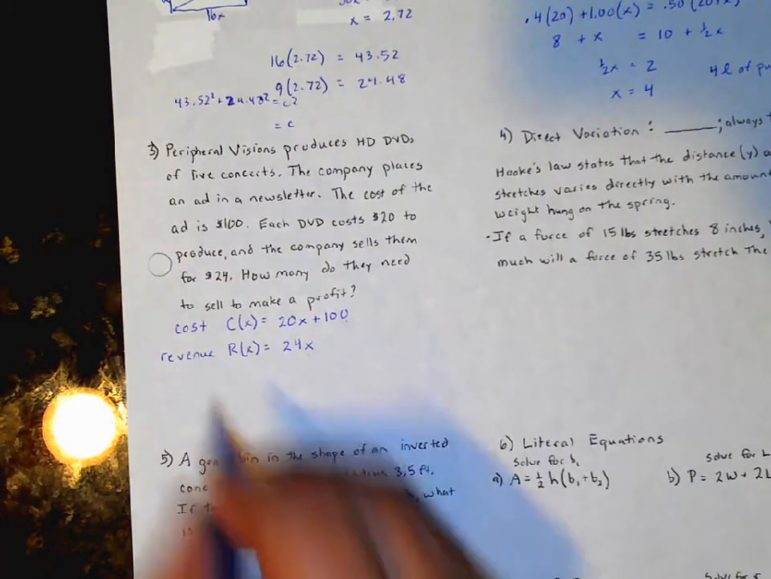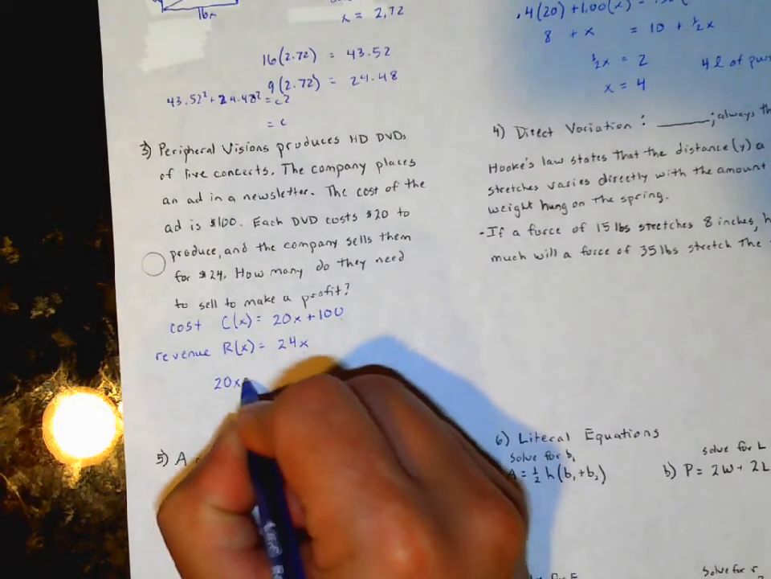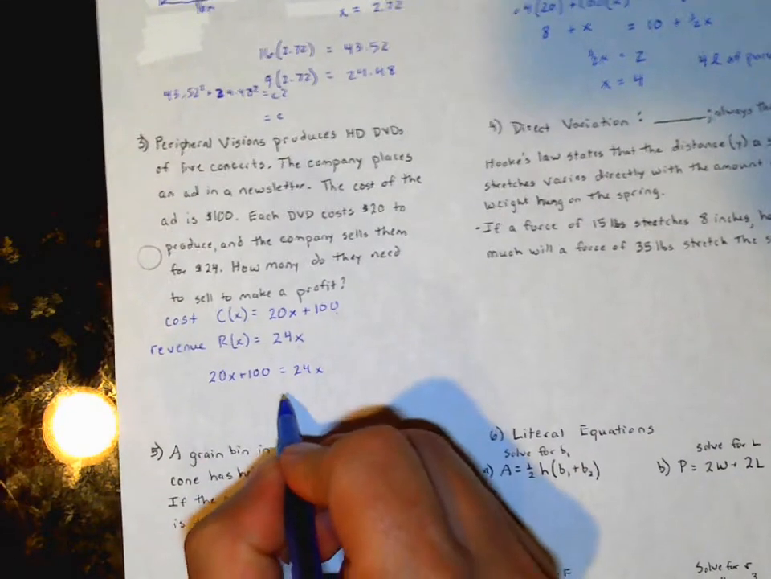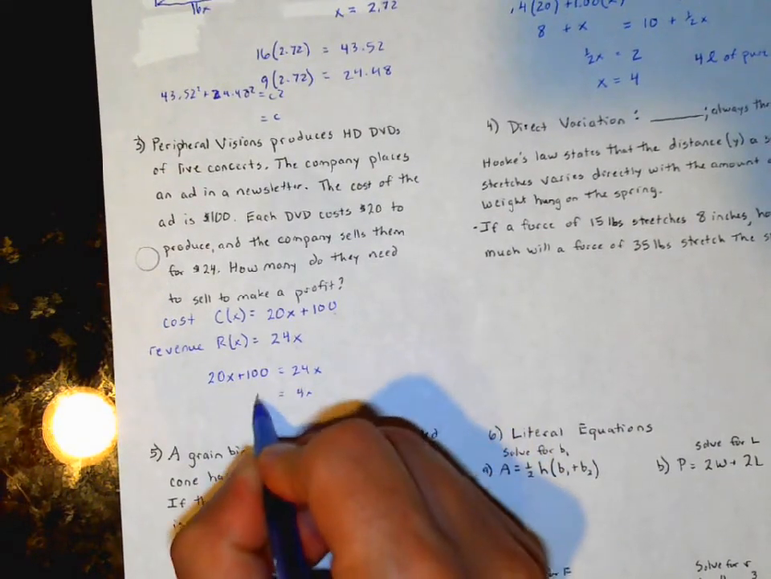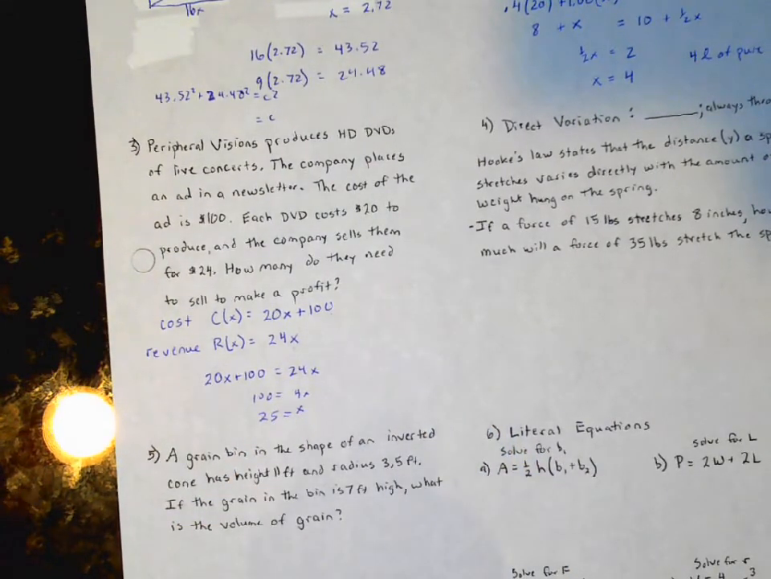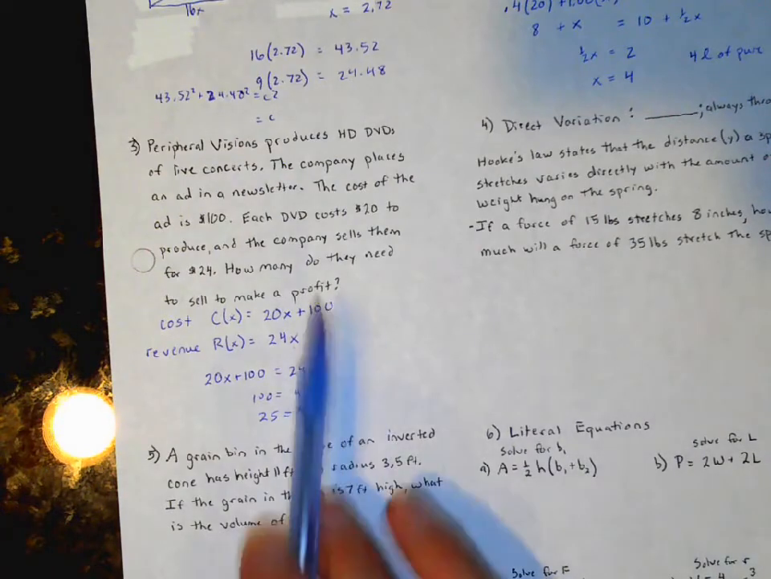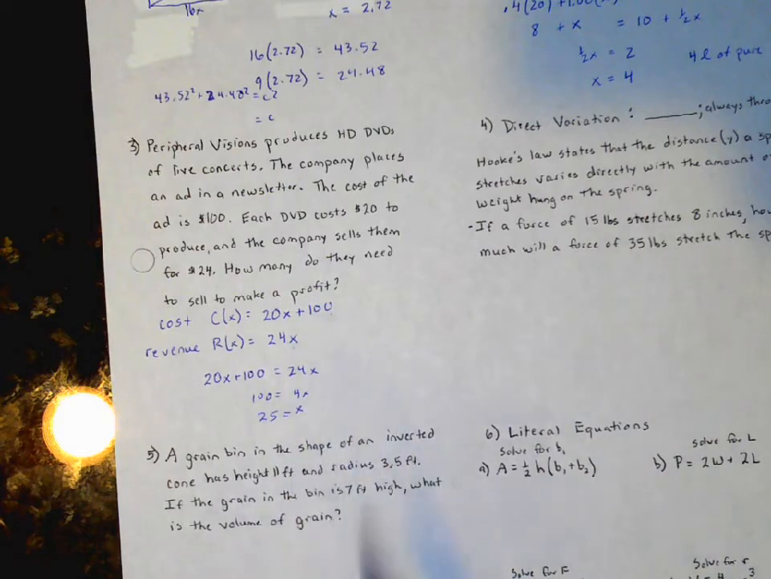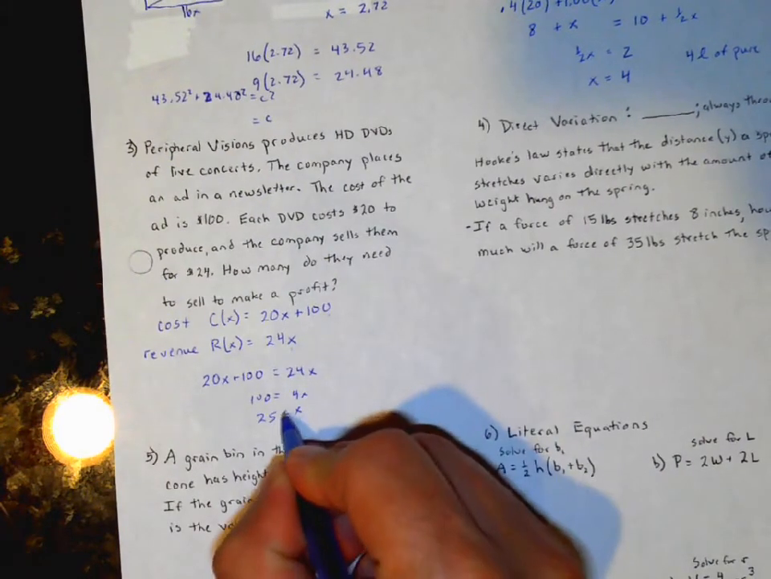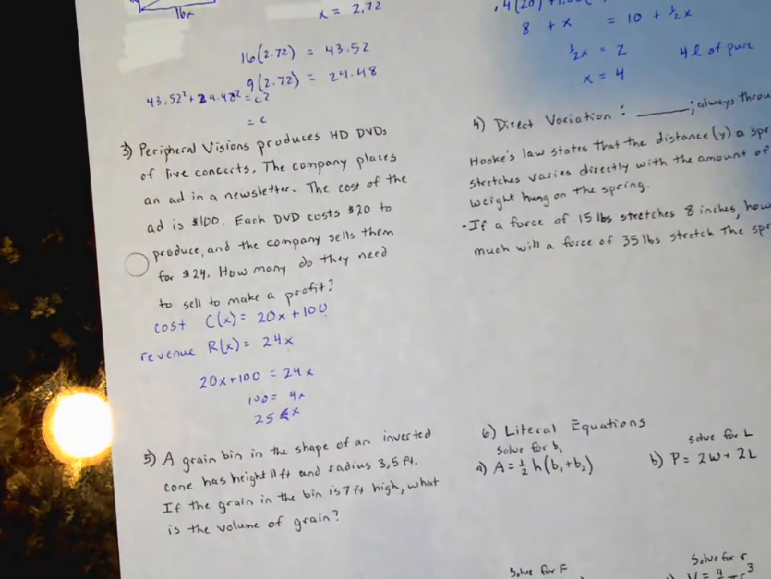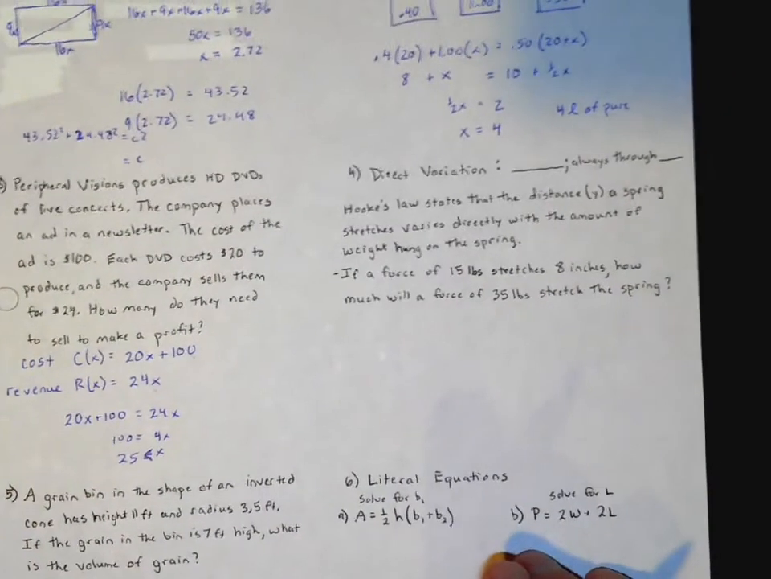So let's find out where they break even. So 20x plus 100 is equal to 24x. Okay, subtract the 20x over, 4x is equal to 100, so dividing gives you 25. So at 25 DVDs is where they break even. So they need to sell more than 25 to make a profit. So they need to sell 26. I guess we could put the greater than there. X has to be greater than 25.